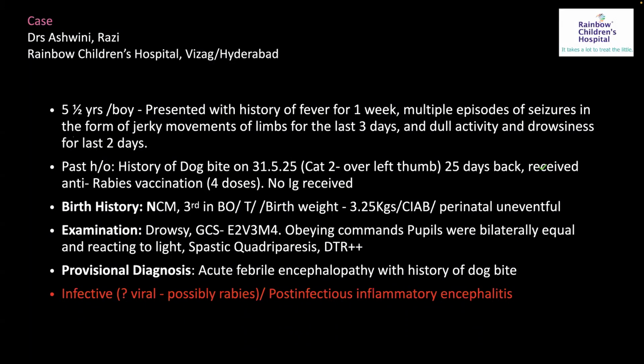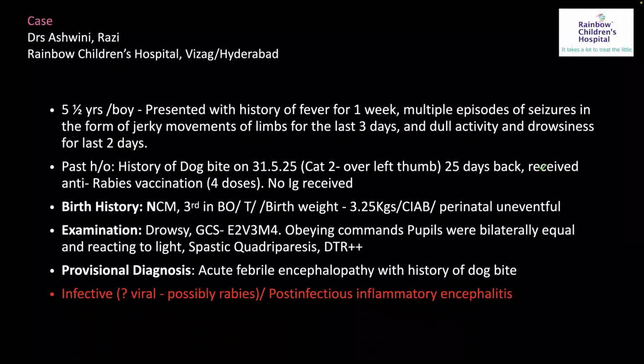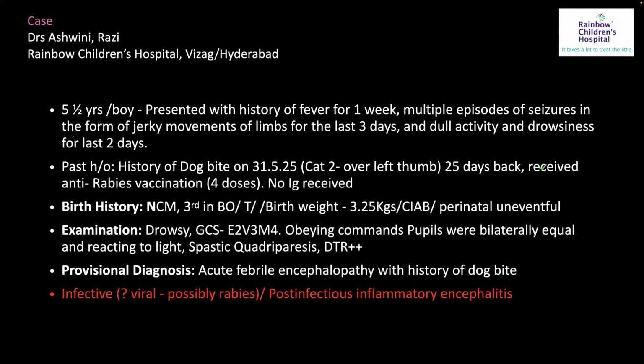Birth history was uneventful, but on examination, the child was drowsy with a GCS of E2, V3, and M4. The child was obeying commands, and pupils were bilaterally equally reactive, with spastic quadriparesis, and DTRs were elicitable. So the initial thought was acute febrile encephalopathy with a history of dog bite: infective, viral, possibly rabies, or post-infectious inflammatory encephalitis.